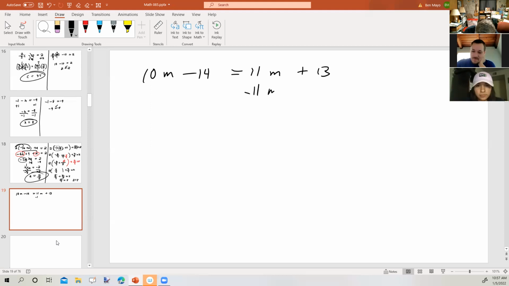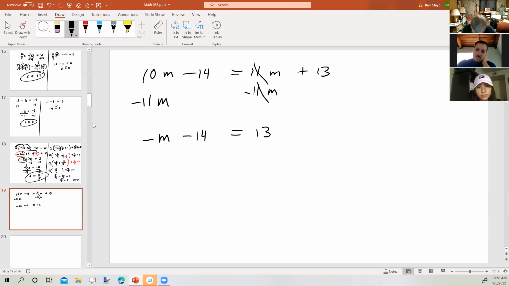So I'm going to subtract 11m from the right side so that the m's are no longer there. But that means I also have to subtract 11m from the left side. Whatever you do to one side of the equal sign, you have to do to the other side of the equal sign. Okay. 10m minus 11m would be -1m. Okay. And then minus 14 equals 13. So I've got the variable term all on one side, but I still haven't isolated the variable term. So what's my next move going to be?